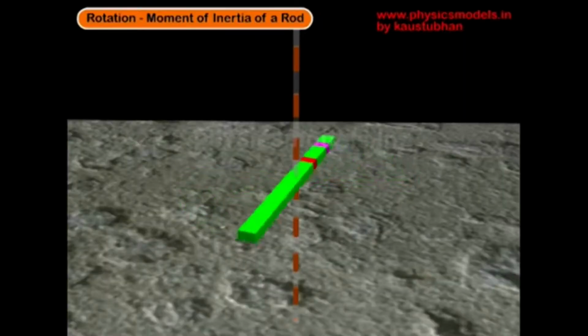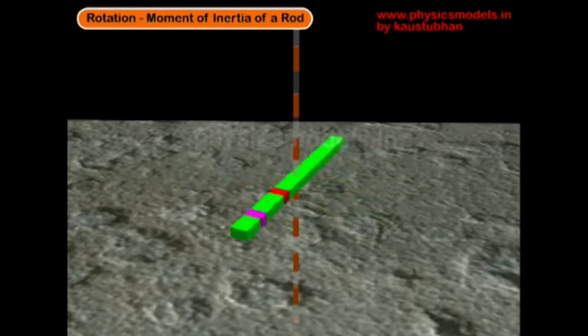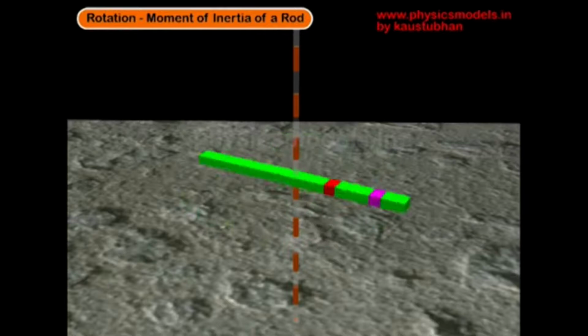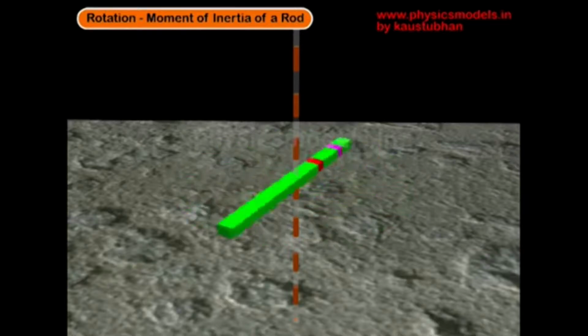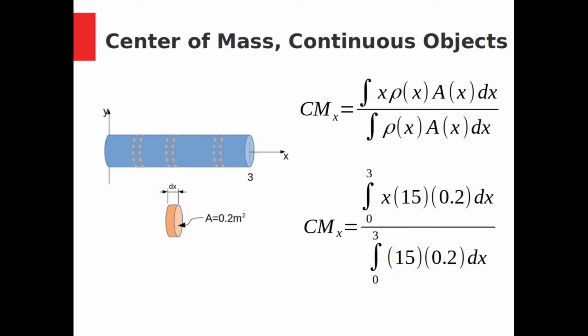Now, what if we had to calculate the moment of inertia for a continuous shape like this rod around its center of mass? The rod is 3 meters long. Its cross-section area is 0.2 meters squared, and it has a uniform density of 15 kilograms per meter cubed. The basic process is the same: we first find the center of mass before calculating the moment of inertia. The only difference is both calculations are now integrals.